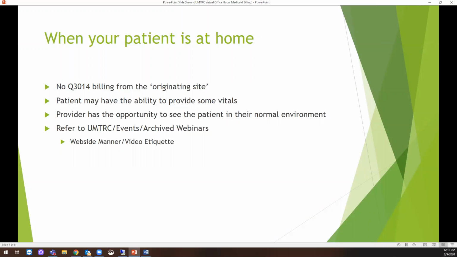One of the opportunities for seeing patients at home is you see them in their normal environment. A lot of times, the patient could be a lot more comfortable, maybe able to open up more about what's going on because they're in a safe environment for them.